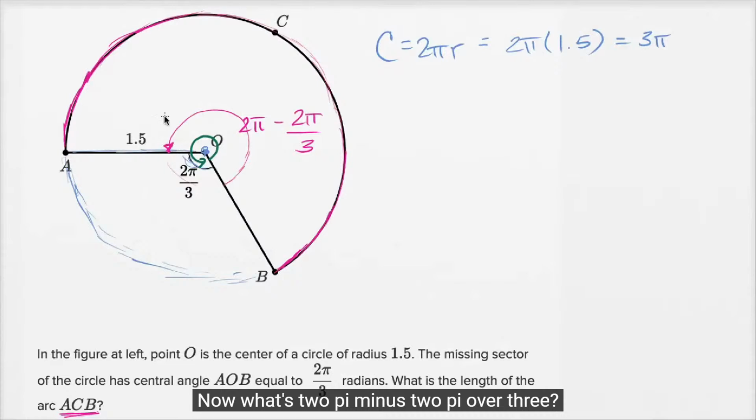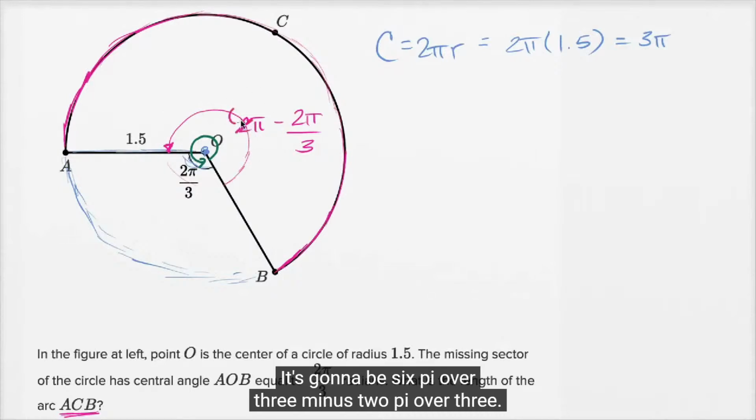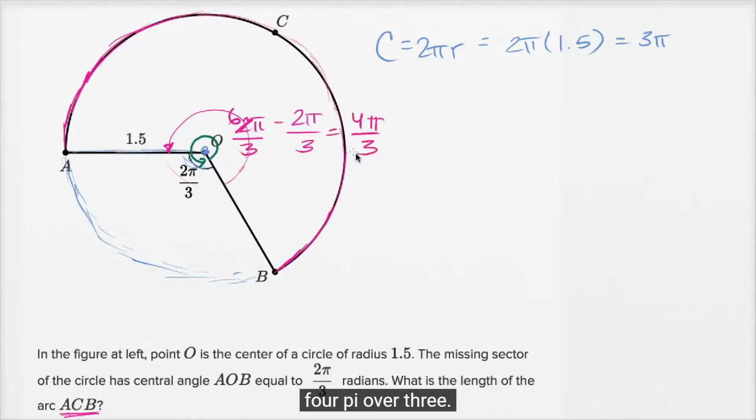Now what's 2 pi minus 2 pi over 3? Let's see, I can find a common denominator. Instead of writing it as 2 pi, I can write that as 6 pi over 3. So it's going to be 6 pi over 3 minus 2 pi over 3. Well, that's going to be 4 pi over 3. So once again, this angle right over here is 4 pi over 3.